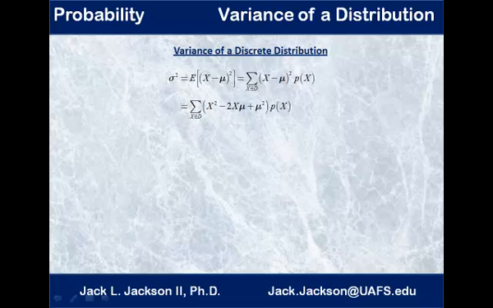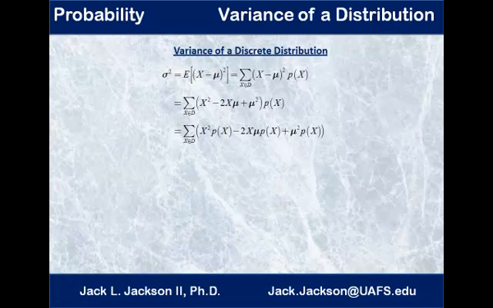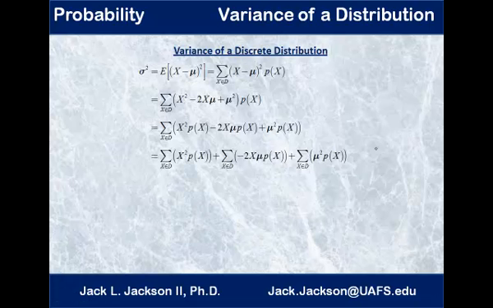Now I'm going to take the p of x and distribute it times each one. And so that gives you x squared times p of x minus 2x mu times p of x plus mu squared times p of x. Well, now I can break this sum into 3 parts. I can do the sum of the first part, the sum of the next part, and the sum of the next part. So what I'm really using there is a combination of the commutative and associative properties of addition to rewrite those.